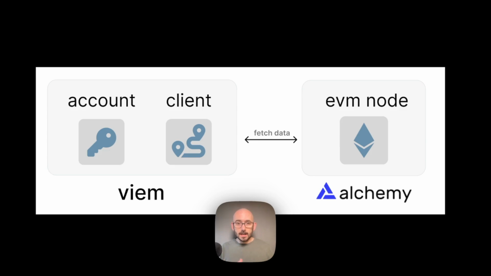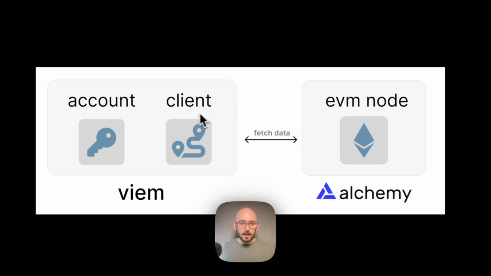Then we have this client. And the client is going to be the way that we interact with the EVM node. So it's going to be configured in such a way that it knows how to interact with an EVM node. And we can just make these really nice requests that are going to make it easy for us to do things like fetch data or send a transaction or deploy a contract or read some data from a contract. All those types of things that we're going to see in these examples, the client is going to make that really easy for us to do.